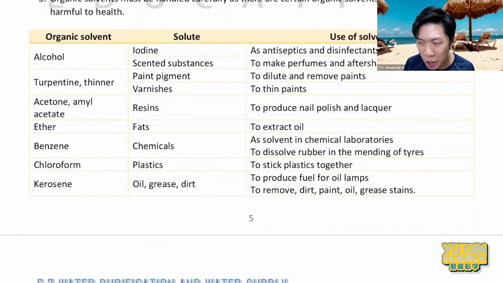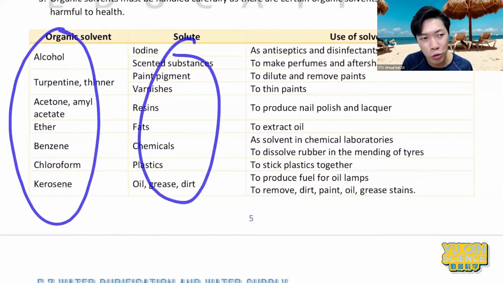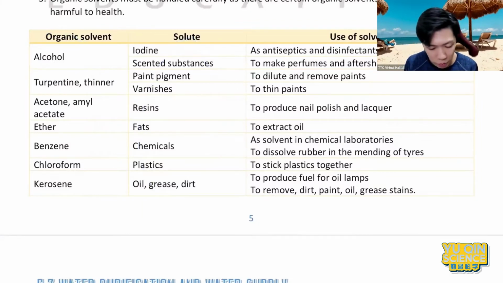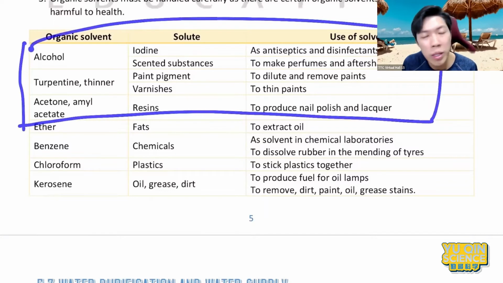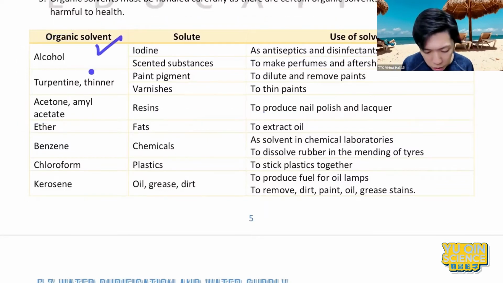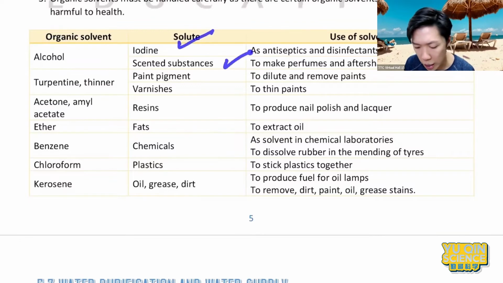So this is the annoying part. You have quite a lot of solvents and solutes to try to remember. But if you ask me, the first three are the minimum that you must know from your textbook: alcohol, turpentine, and acetone. These are very famous examples that they will ask. Alcohol basically dissolves almost everything, like colorings, iodine, perfumes, paint. Turpentine is especially for paint. Acetone is for nail polish and makeup stuff, like nail polish remover. If you do your nails, or your mom or your sister, they use acetone to remove the nail polish.